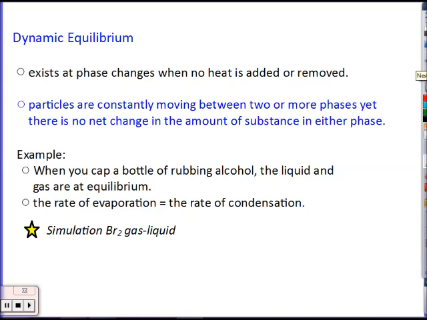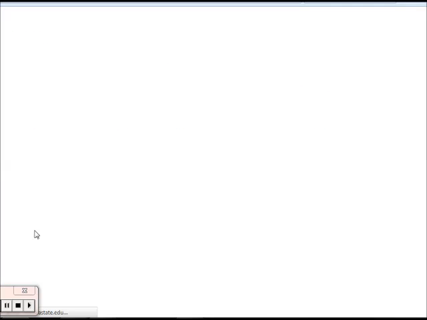Equilibrium is when there's no heat added or removed, but particles can be moving between two or more different phases. There's no net change in the amount, but specific particles can be moving back and forth between the phases. And we'll take a look at this little simulation to show you what it means when an individual particle moves back and forth. This is a simulation with liquid bromine and gaseous bromine.